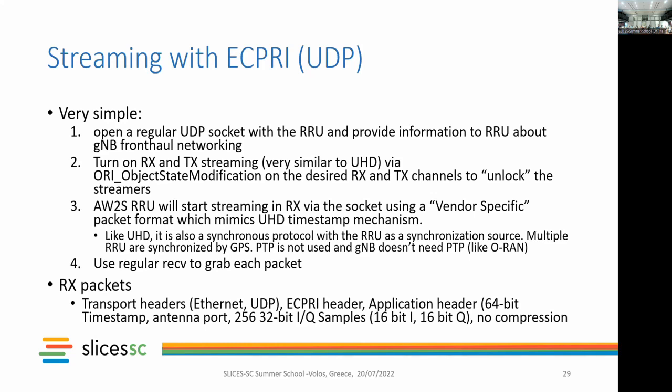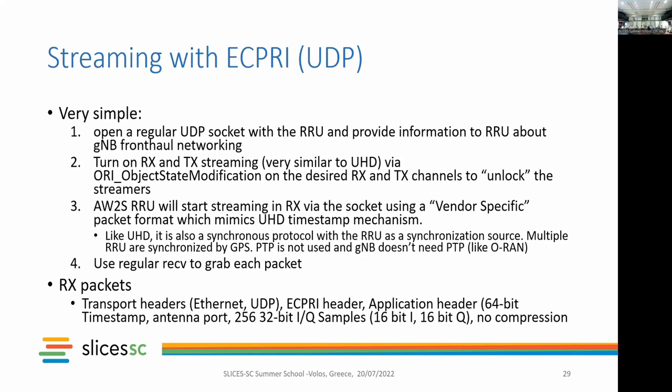The only difference is that the radio will stream in the RX via the socket using a vendor-specific packet format. There you are to see, the hopes of C3, EC3, even with AW2S, they use the vendor-specific format. But they do that for a reason, because they decided to mimic UHD timestamping. So it's actually the same as UHD. So if you look in the packet, I'll show you the example.